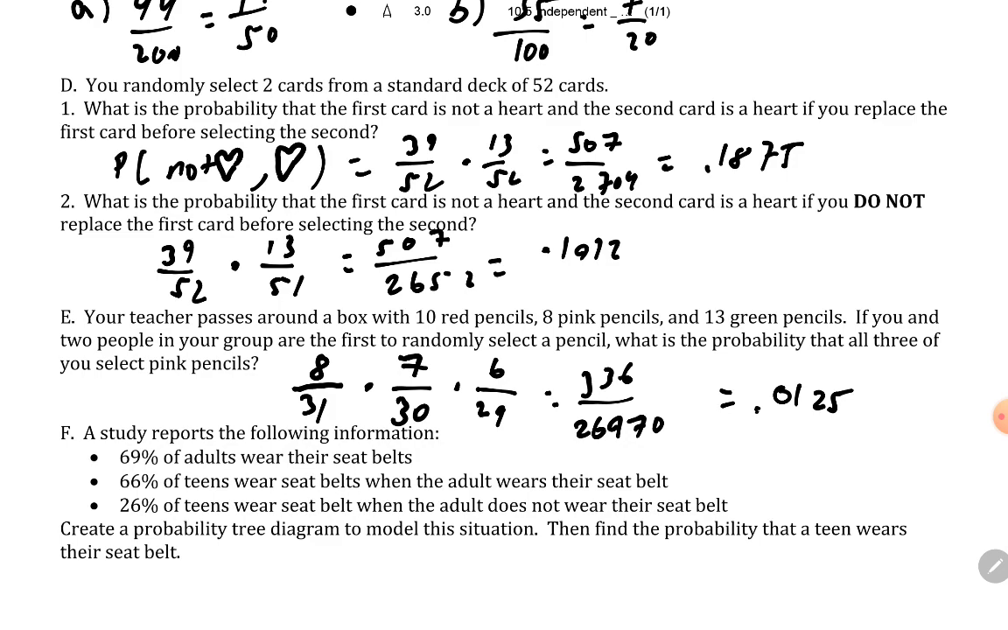Alright, a study reports the following information. 69% of adults wear their seatbelts. 66% of teens wear seatbelts when the adult wears their seatbelt. 26% of teens wear the seatbelt when the adult does not wear their seatbelt. Create a probability tree diagram to model this situation, then find the probability that a teen wears their seatbelt.